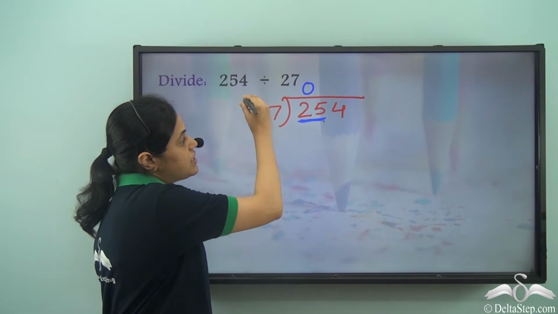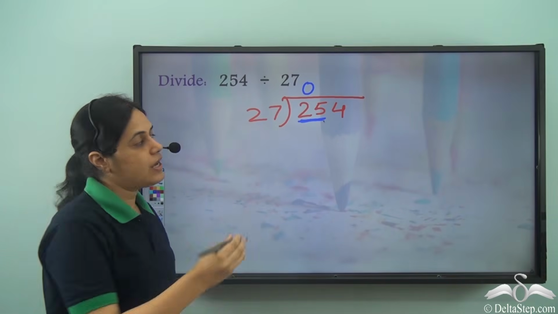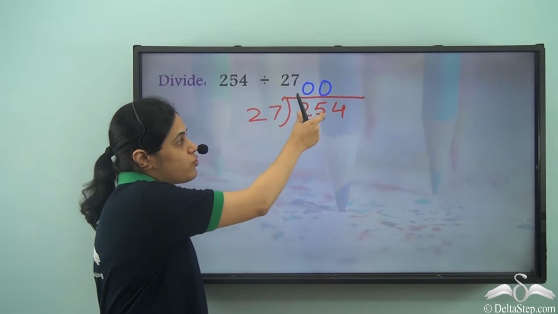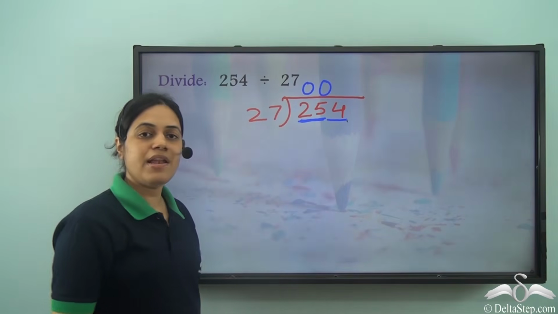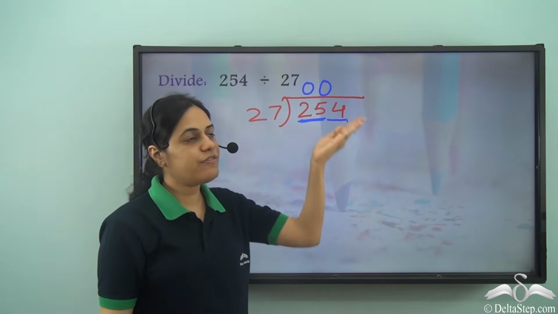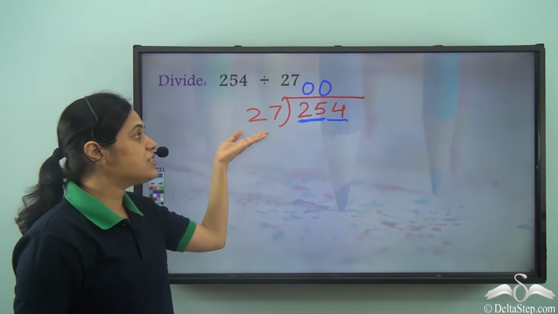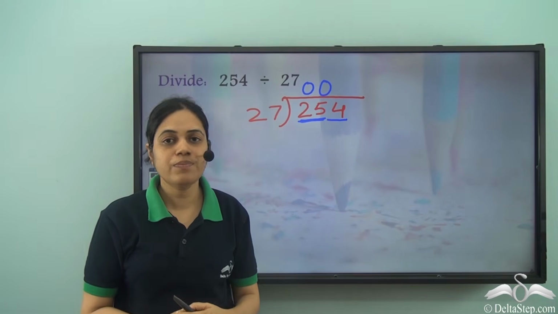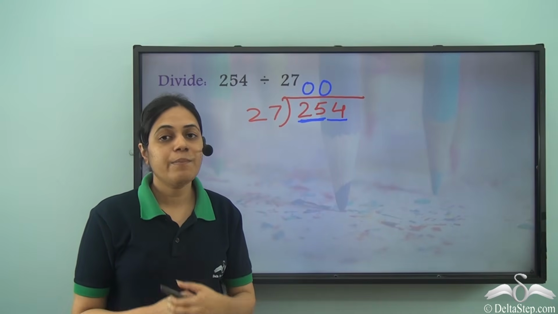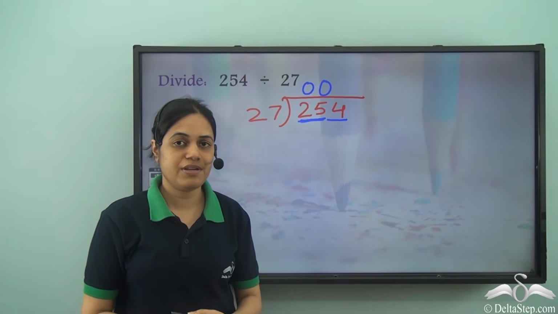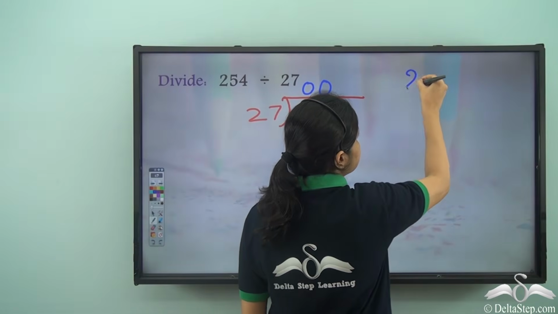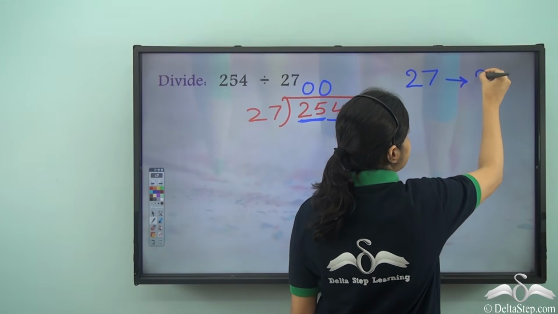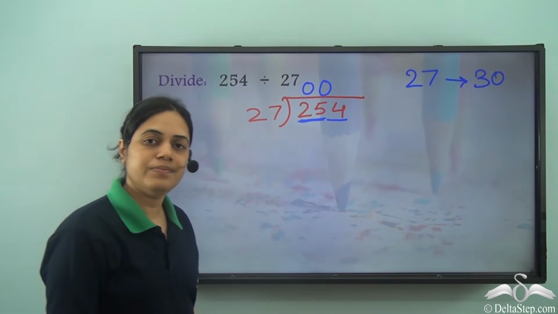Now how many times does 27 go into 25? Again 0 times, because 25 is less than 27. So I take this 4 as well. Now I have 254. How many times does 27 go into 254? Well, I don't know that, because I don't know the table of 27. So I need to round off 27 to the nearest tens. What is the nearest tens for 27? It is 30.